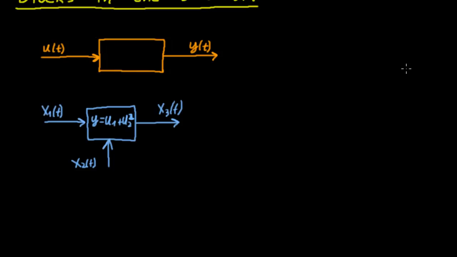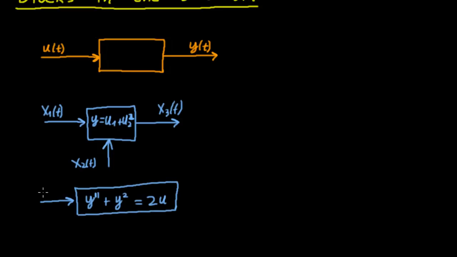An example of a dynamic system, or a system governed by a dynamic rule, could be the second derivative of y plus y squared is equal to 2 times u. This is a nonlinear differential equation, and maybe this is relating the signal x4 of t and the output x5 of t.